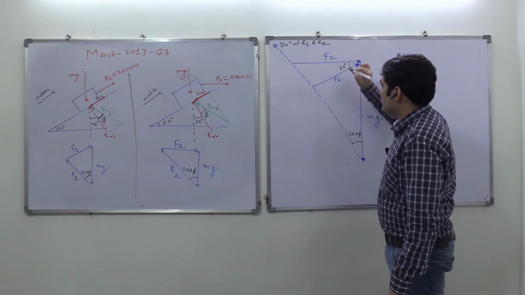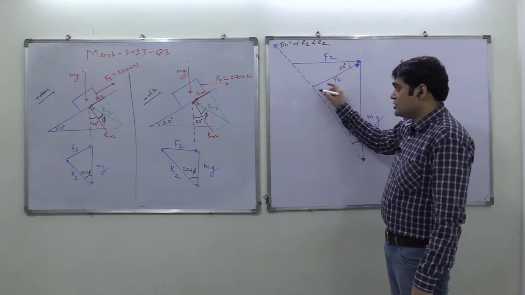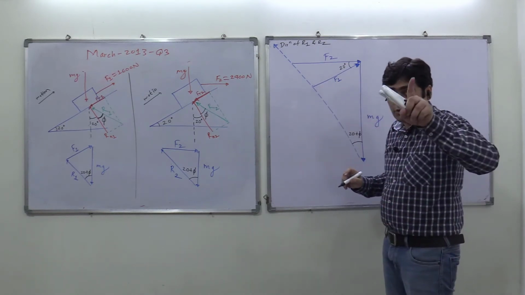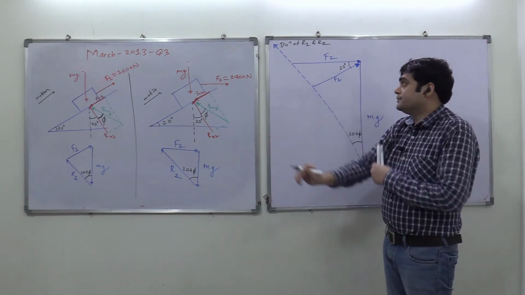What will be this angle? 20 degree. This is not a 90 degree. F1 is not a minimum force. So this is not a 90 degree. Try to see the scenario here.